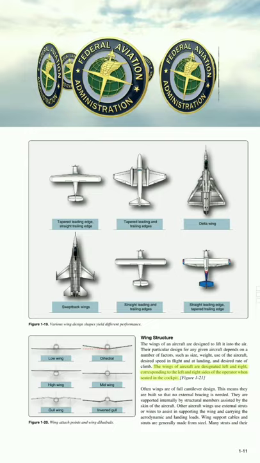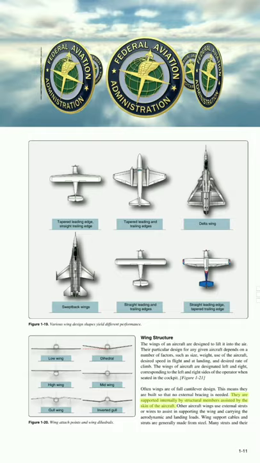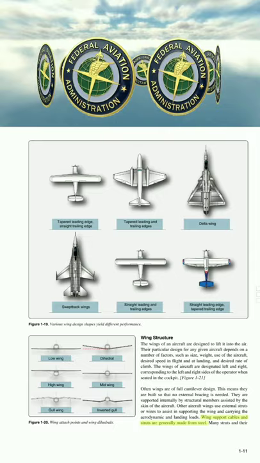Often wings are a full cantilever design. This means they are built so that no external bracing is needed. They are supported internally by structural members assisted by the skin of the aircraft. Other aircraft wings use external struts or wires to assist in supporting the wing and carrying the aerodynamic and landing loads. Wing support cables and struts are generally made from steel.